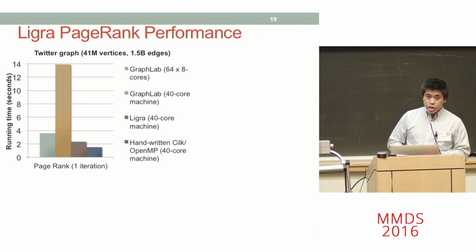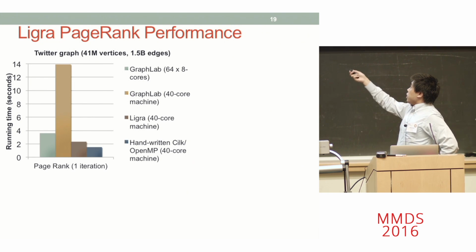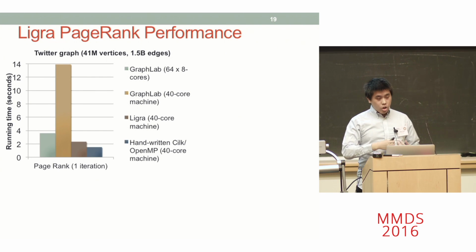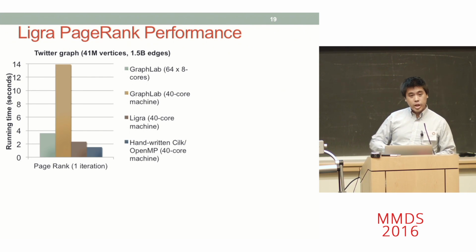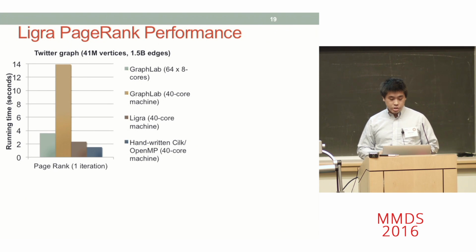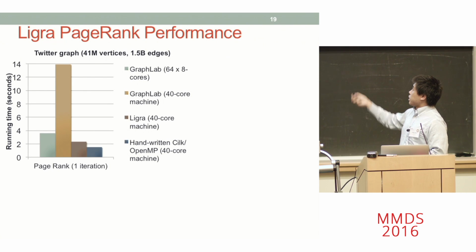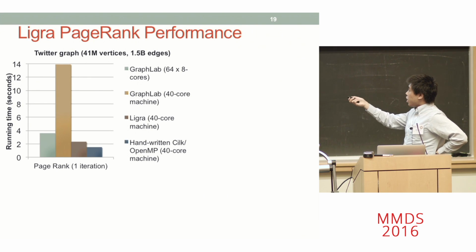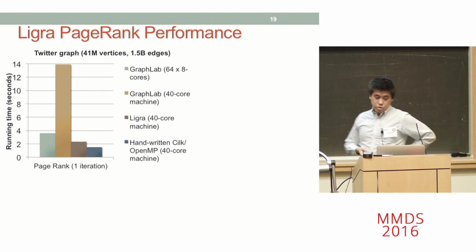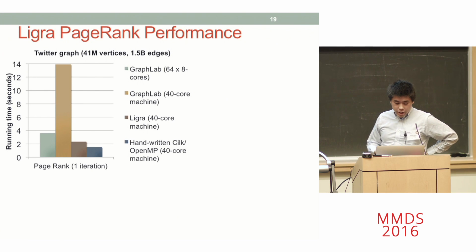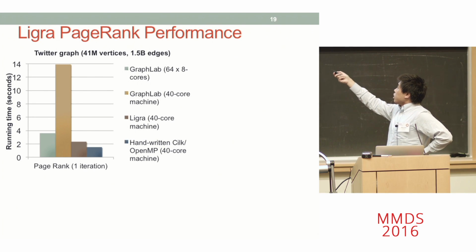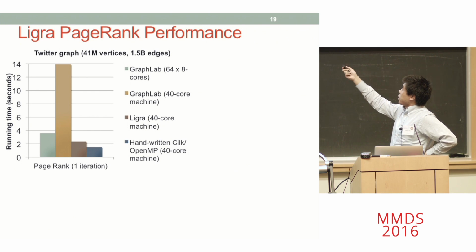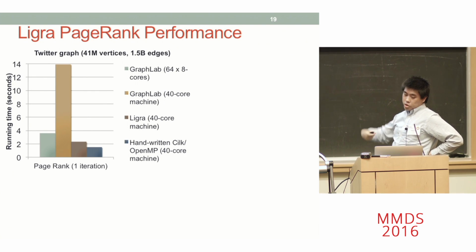Here are some numbers for PageRank. In addition to comparing to handwritten code on the same machine, we also looked at all of the high-level graph processing systems that were available at the time we released Ligra, and looked at the one that gave the best absolute performance for this Twitter graph for PageRank, and it turned out that this was GraphLab, so we also compared to that. First of all, Ligra takes about 2.3 seconds per iteration of PageRank on this Twitter graph. The handwritten code is faster.